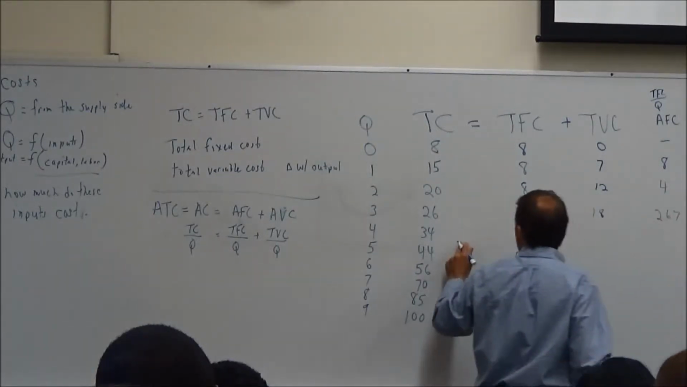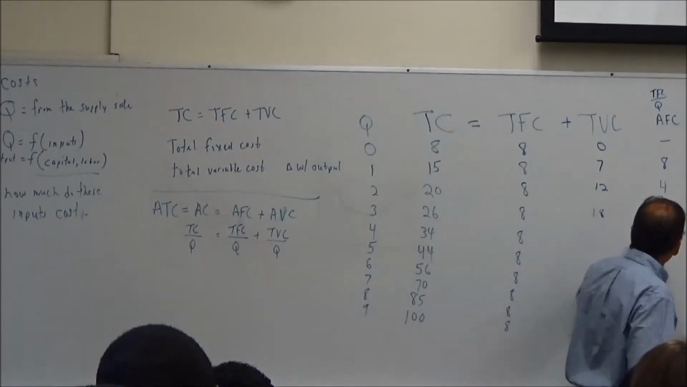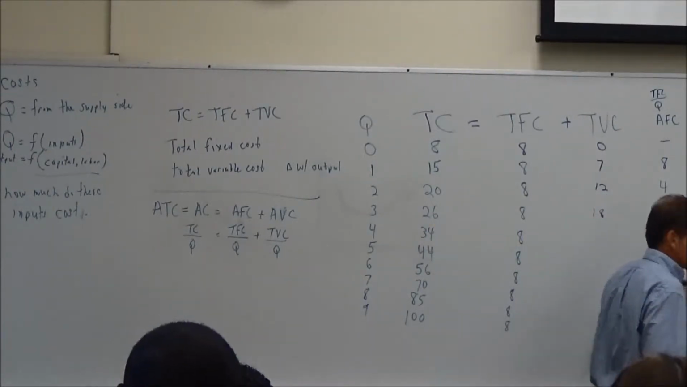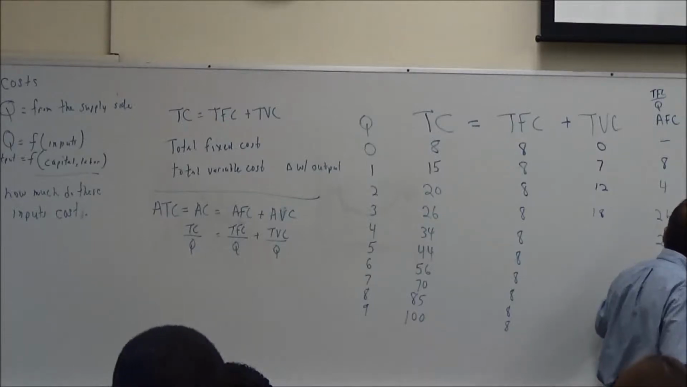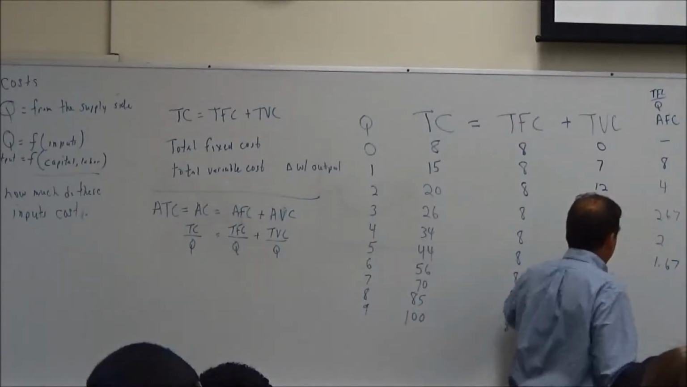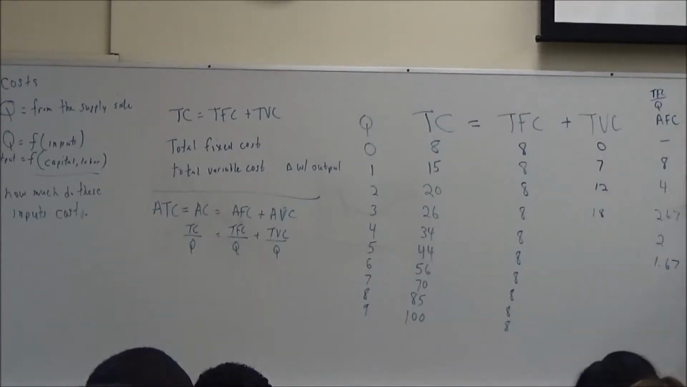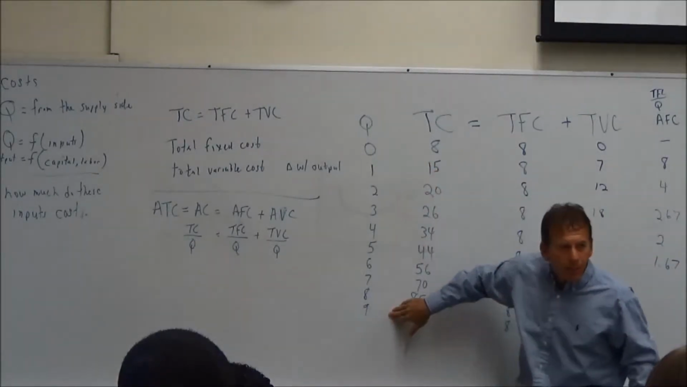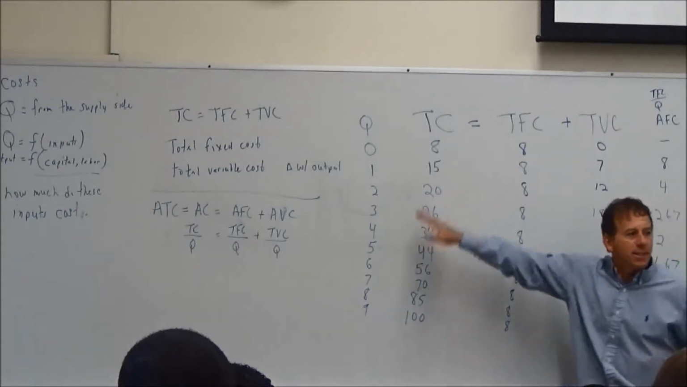2.67. And 8 divided by 4 is 2. And 8 divided by 5, 1.67-ish. And et cetera, et cetera. So what's happening with those numbers? They're going down. All that means is I'm dividing that fixed cost by more and more of a quantity. So your fixed costs are dropping when your quantity is increasing.